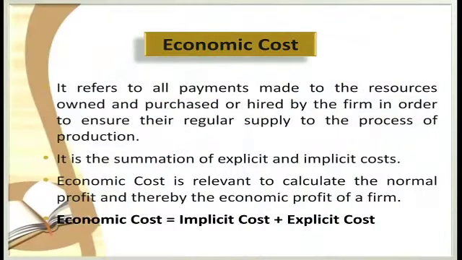Next, economic cost. It refers to all payments made to the resources owned and purchased or hired by the firm in order to ensure their regular supply to the process of production. It is the summation of explicit and implicit cost. And economic cost is relevant to calculate the normal profit and thereby the economic profit of a firm. So, economic cost is equal to implicit cost plus explicit cost.